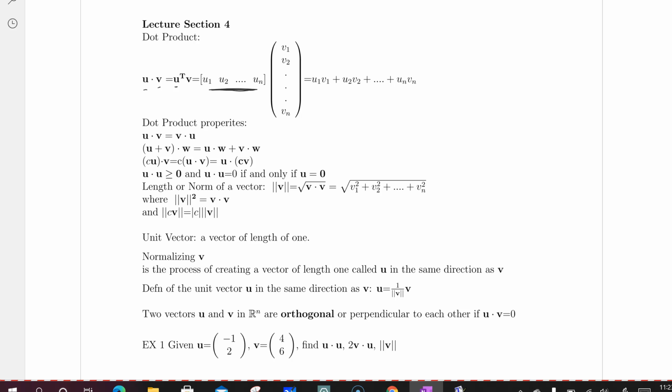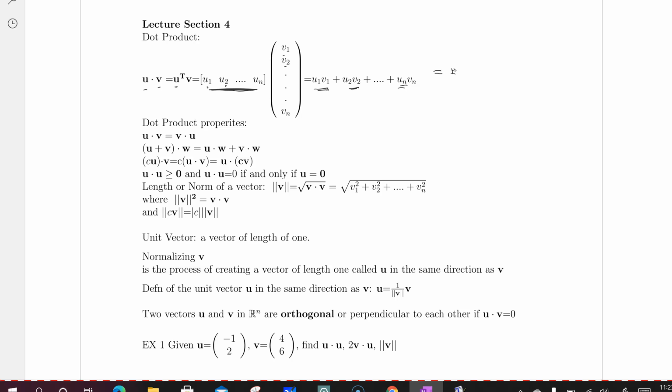So what we do is multiply u1 times v1, that gives us a number. u2 times v2, that gives us a number, all the way down to un times vn, that gives us a number. And so this dot product gives us a number. Okay, so a dot product gives you a number. So u dot v is the same as v dot u.